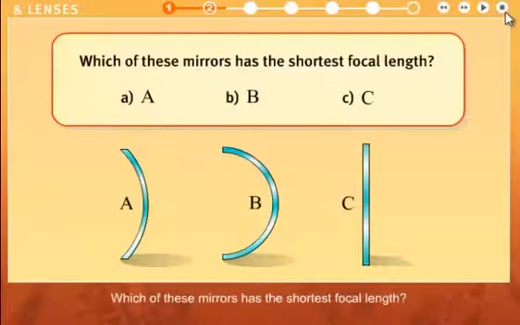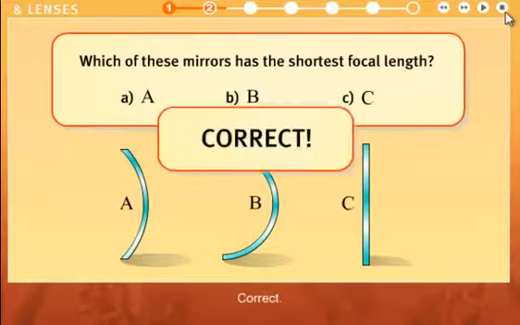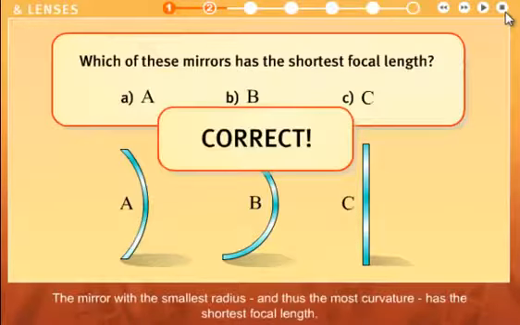Which of these mirrors has the shortest focal length? Correct. The mirror with the smallest radius, and thus the most curvature, has the shortest focal length.